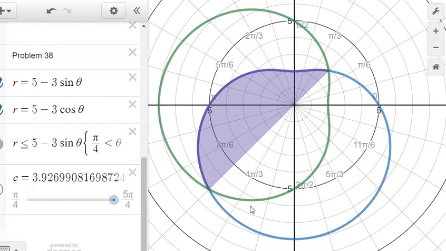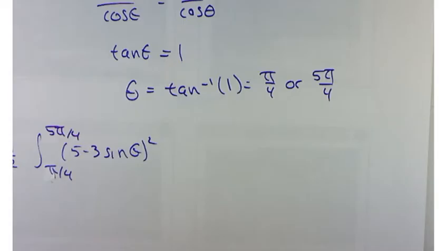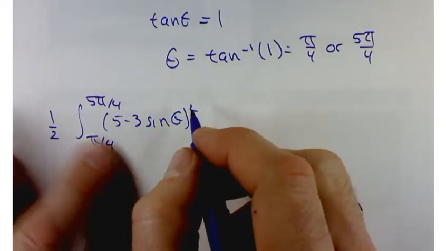So let's set up our integral. We're going to integrate 1/2 of (5 minus 3 sine of theta) squared, and our limits of integration are going to be between pi over 4 and 5 pi over 4. And I want this d theta.